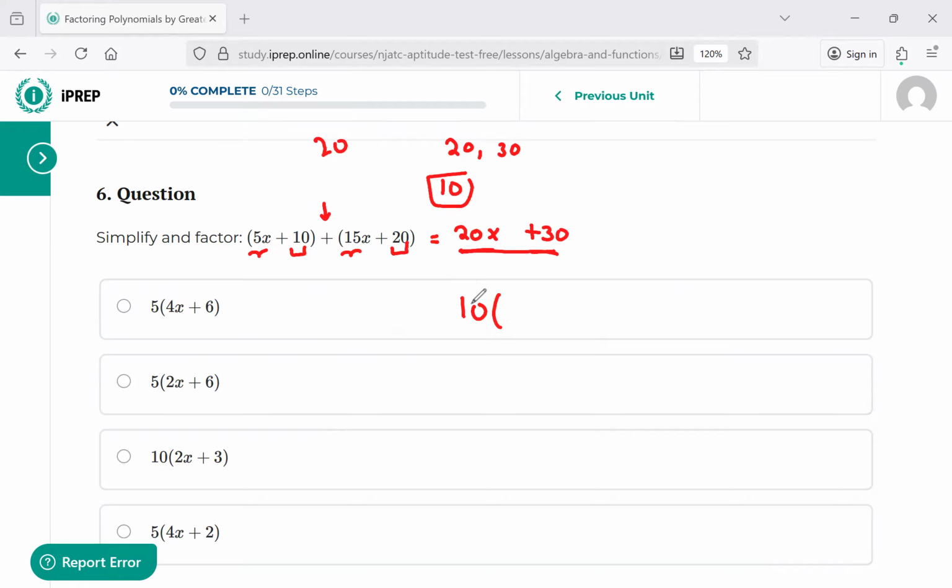So what do you have to multiply 10 by to get the first term, 20x? You're going to need a 2, and you're going to need 1x. And then what do you have to multiply 10 by to get 30? You're going to need a 3. Okay, so this is your answer, which is the third one.